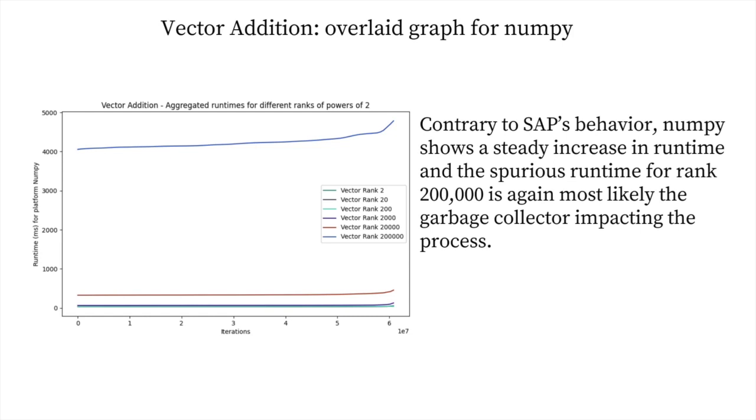The overlaid graph shows a better picture clustering the runtimes up to rank 2000 at near optimal levels. Just as the previous graphs demonstrated, starting at rank 20,000 the cost of allocation becomes a nuisance, when the runtime stabilized at 500 milliseconds, and valleys at 4 seconds at rank 200,000.